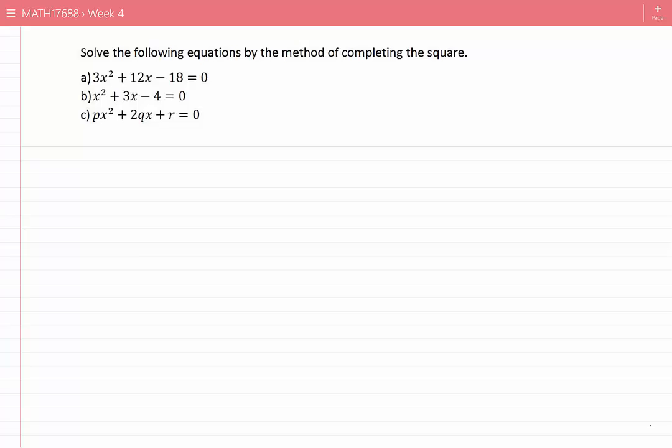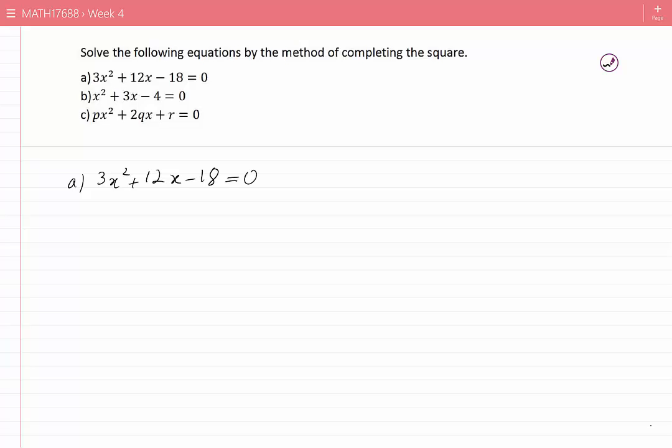Solve the following equations by the method of completing the square. I'll start with case A. 3x squared plus 12x minus 18 is equal to 0. The procedure for completing the square is always the same.